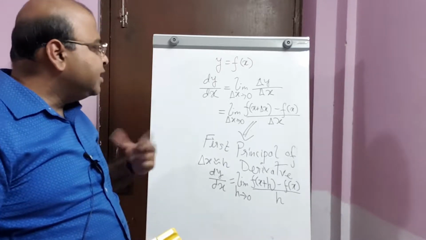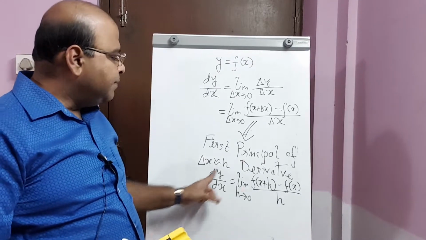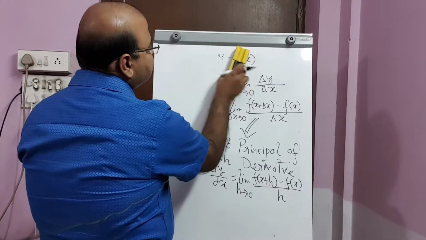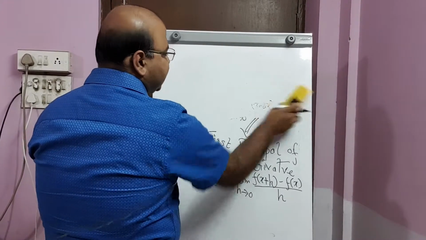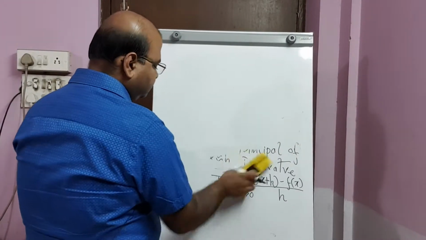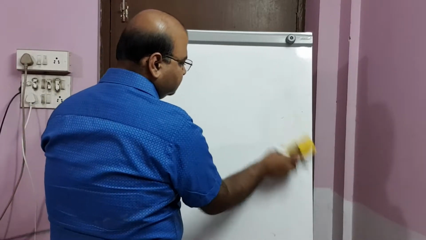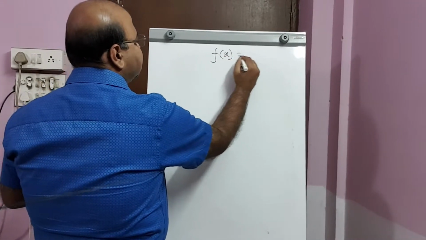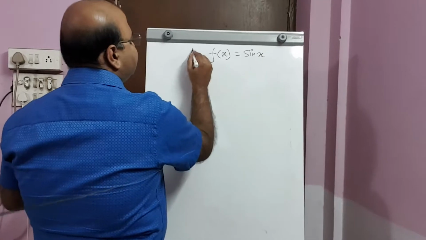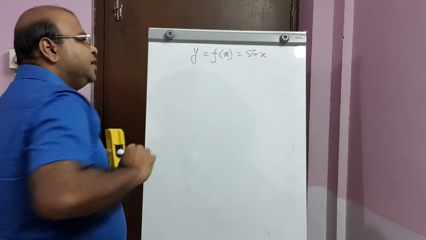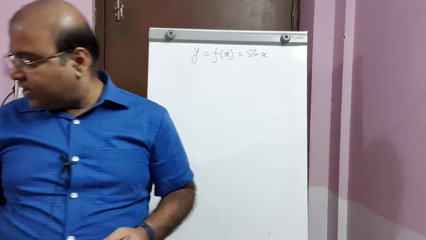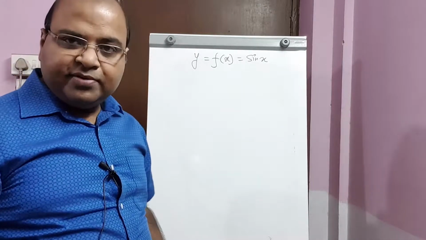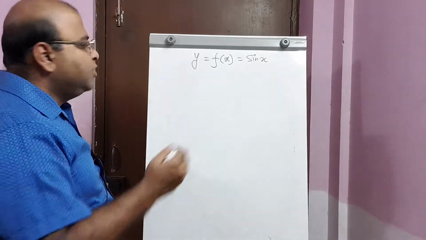Now let us try to find the derivative of some functions applying this first principle. For example, let us consider f(x) to be sin x. Say we have a function f(x) is equal to sin x. So here y is equal to f(x), which is given as a sine function, sin x, and we have to find the derivative of y with respect to x using the first principle of derivative, that is using the limiting definition. So how to do so?